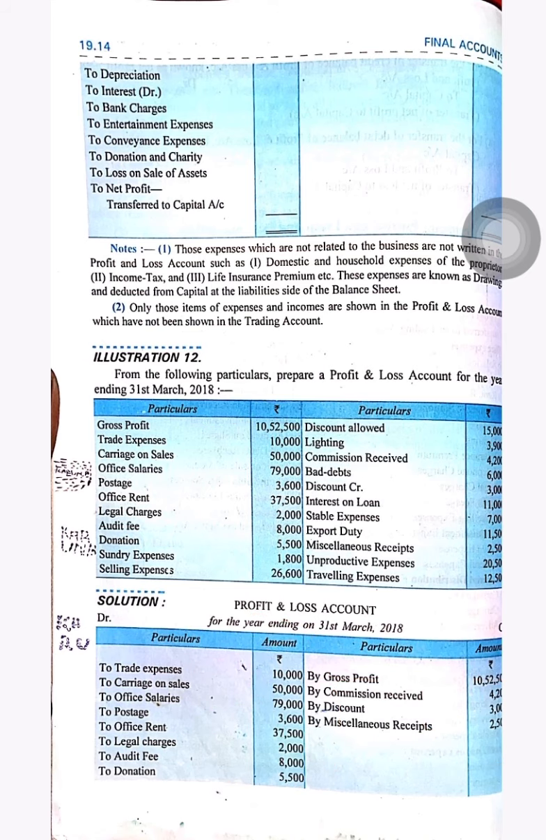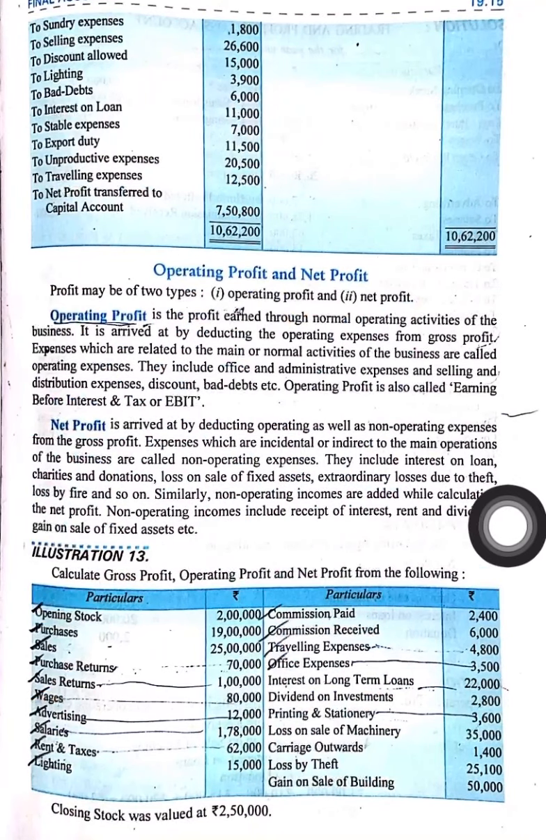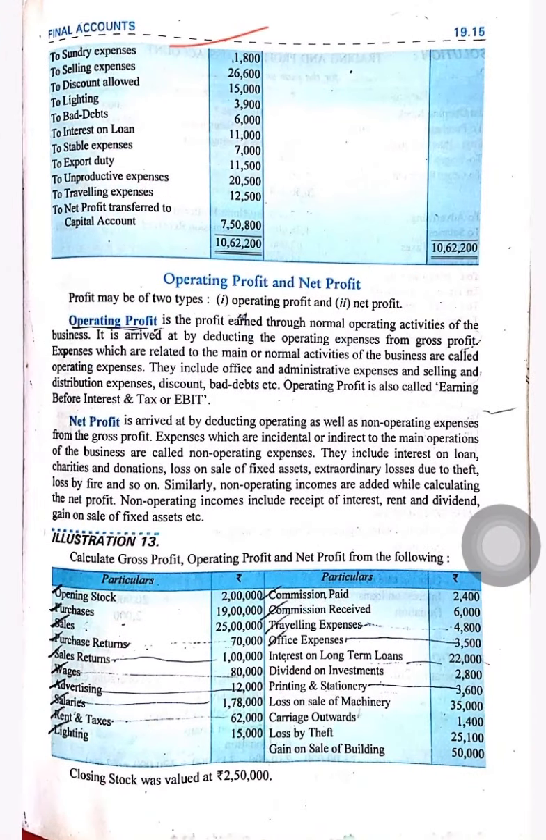Okay, let's move further. Here we can see all the other expenses. Basically, I am repeating it once again. All the indirect expenses will be debited. All the incomes will be credited. Okay. At last, we will do the total of both the sides.